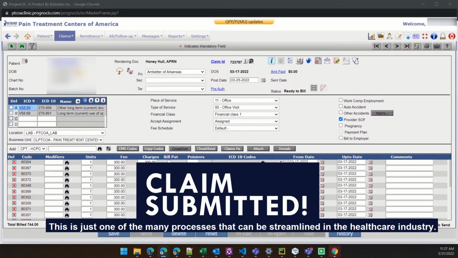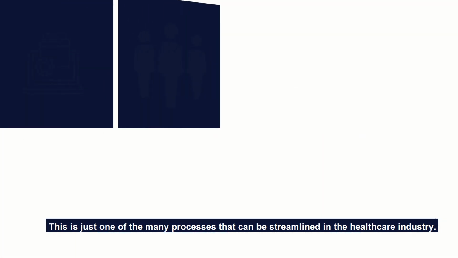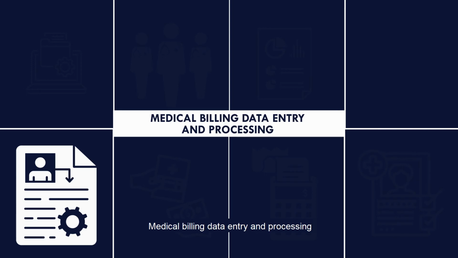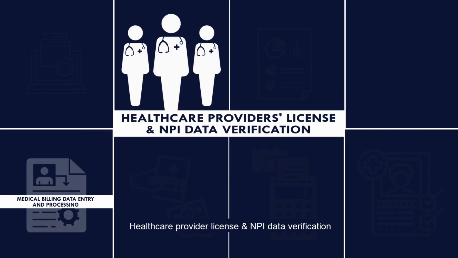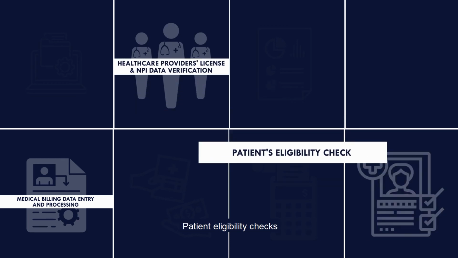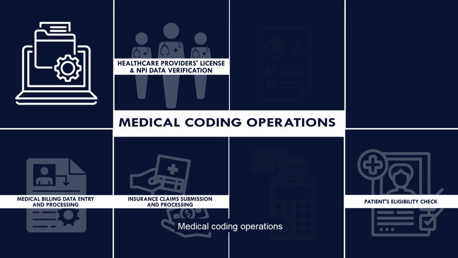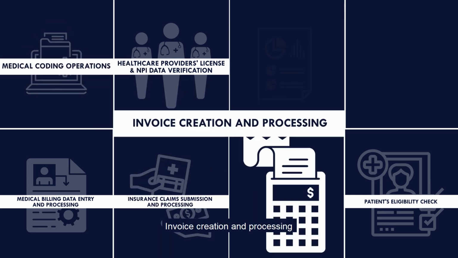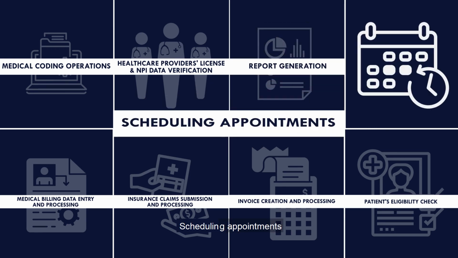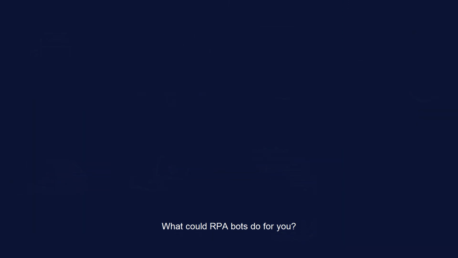This is just one of the many processes that can be streamlined in the healthcare industry. Robotic process automation can be leveraged to automate medical billing data entry and processing, healthcare provider license and NPI data verification, patient eligibility checks, insurance claims submission and processing, medical coding operations, invoice creation and processing, report generation, scheduling appointments, and more. What could RPA bots do for you?